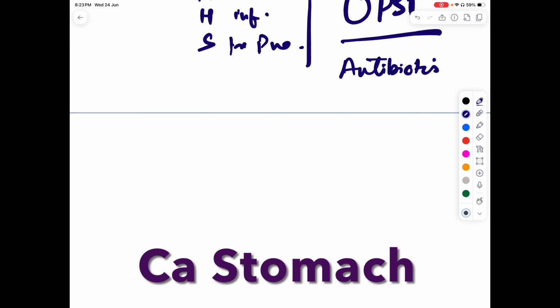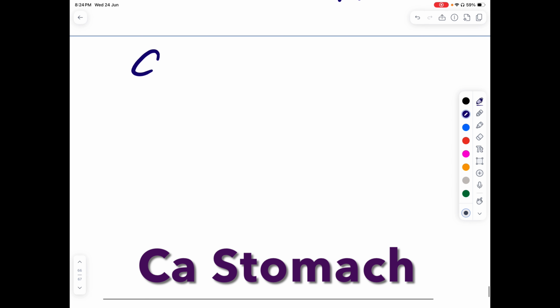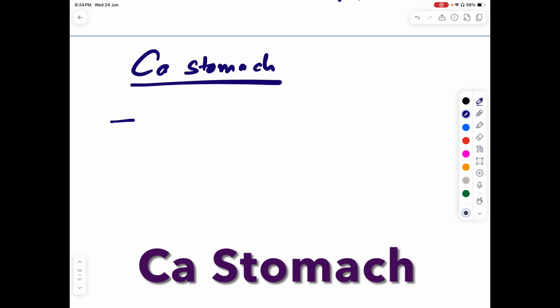What are the different CA stomach? So what are the common risk factors? Very important is smoking, which is always there.